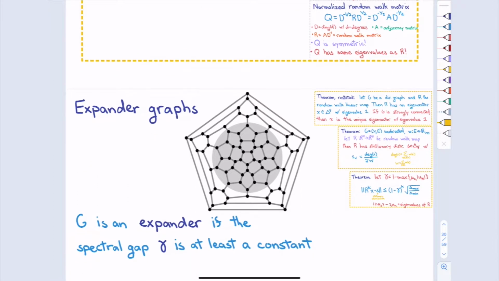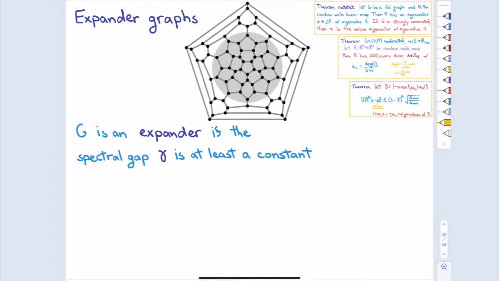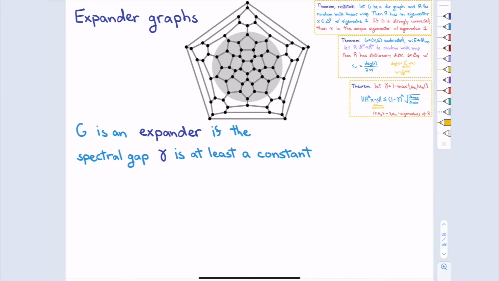All right, an important character in today's class is something called an expander graph. An expander graph is a graph where the spectral gap is at least a constant. So these are just graphs where random walks mix and reach their stationary distribution very fast.